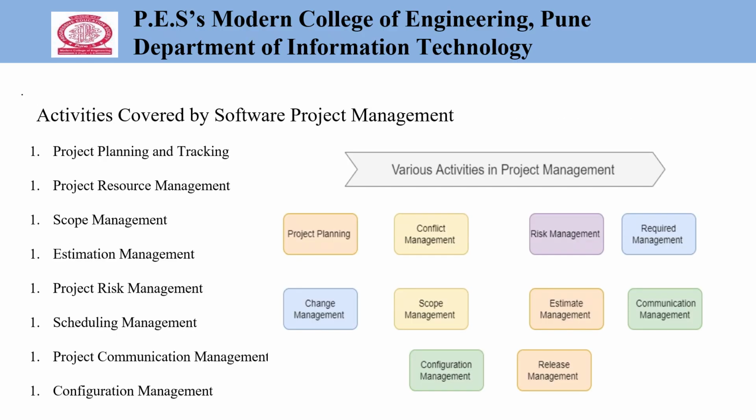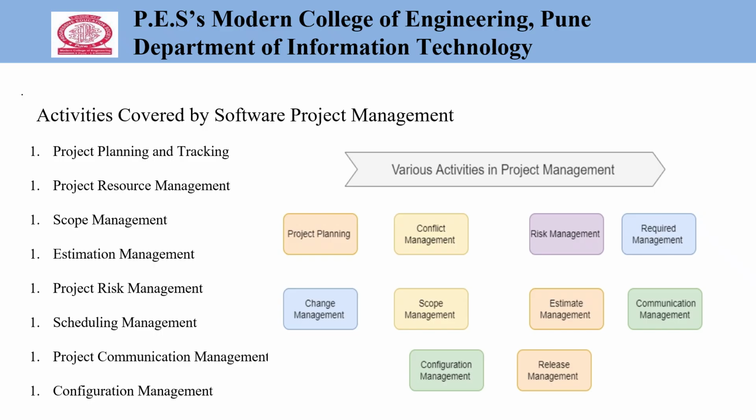Okay. Now the next point that will be discussed is activities covered by software project management. Till now we have discussed what projects are, some characteristics of projects, and contract management. Now we'll see the different activities covered by software project management. This image gives a clear idea about the various activities handled by project management: project planning, conflict management, risk management, requirement management, change management, scope management, estimate management, communication management, configuration management, and release management.